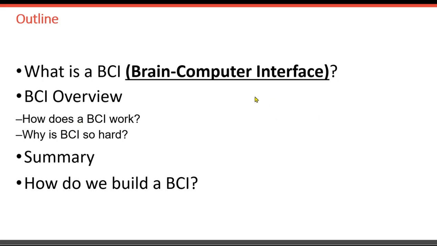And later, yes, we will summarize important topics, challenges of BCI research. And we will see different components of the BCI system.